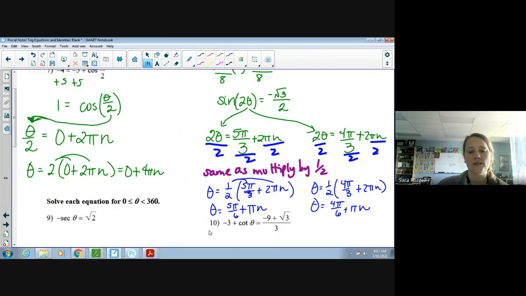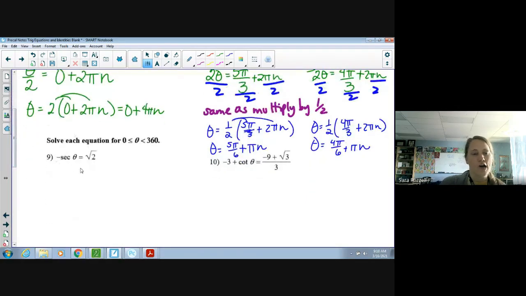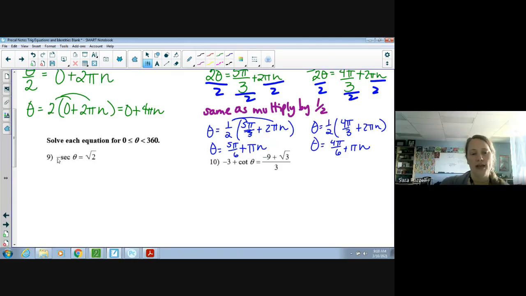All right, the last ones that I have on here are similar, except that now we're doing secant, cosecant, or cotangent. So we just have to remember that. I just added these in a separate section. So on number 9, is secant by itself yet? Yes. It's almost there. We have a negative in the front that we need to get rid of, but it's very close. So we'll divide by -1.